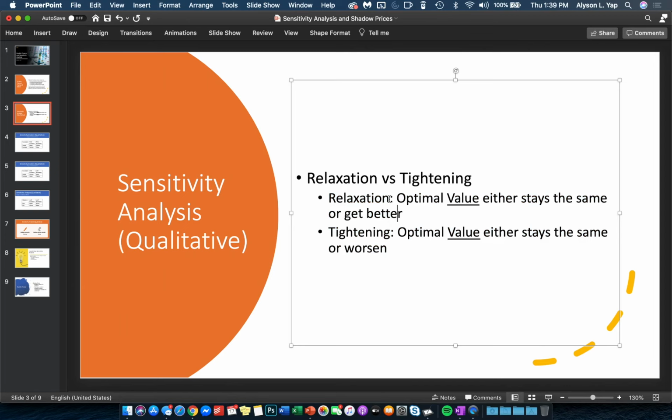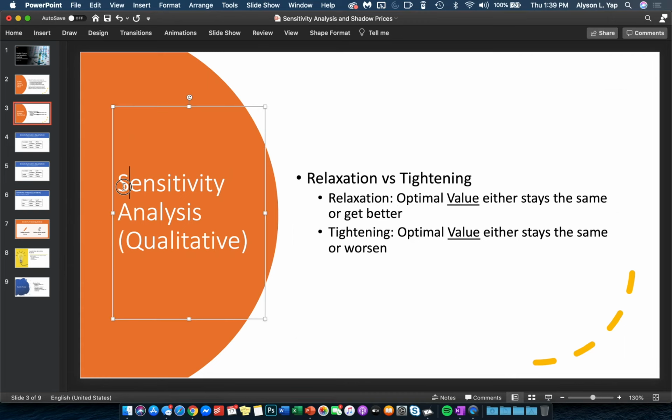However, it only tells us how the model will be affected. It will only tell us if the model will be better if it's relaxing, or if the model will worsen if it's tightening. It doesn't tell us exactly how much the optimal value will increase or decrease. And that is why in every slide here we're talking about sensitivity analysis in a qualitative sense. We just know in what direction the optimal value will move. Will it move up, or will it move down?